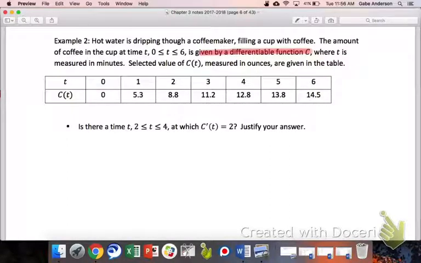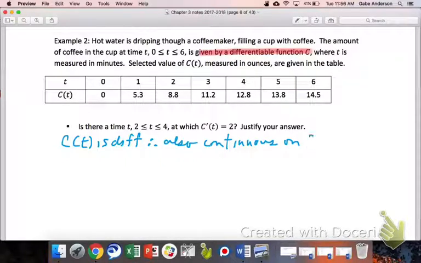So here's what you'd do. You'd say c of t is differentiable, therefore also continuous on the interval from 0 to 6. Therefore, the MVT can be applied. So you'd want to mention, hey, it's differentiable, like they said, but that also means it's continuous. Therefore, we can use the MVT. So what would go on from here is investigating each of the little intervals and seeing if we can find a spot or an interval where the average rate of change is 2. Therefore, we'd be assured that c prime would equal 2.